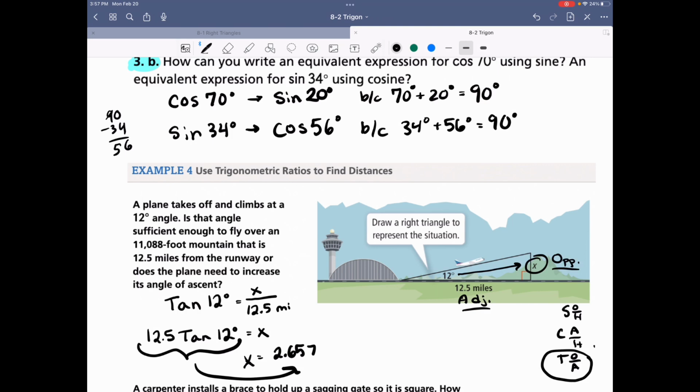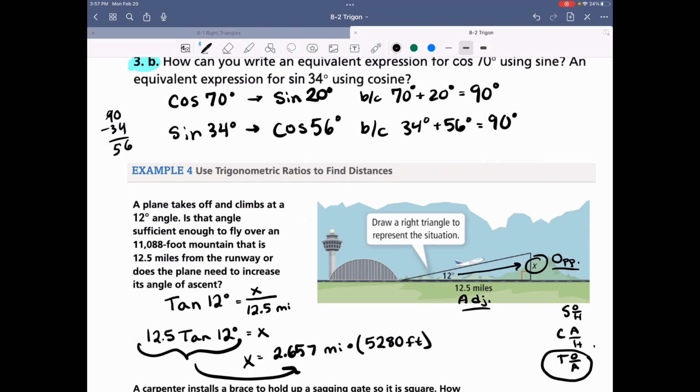Now I want to change that that's in miles, so I want to change it to feet. So to change to feet, how many feet are in a mile? Alexa, how many feet are in a mile? 1 mile is 5,280 feet. Okay.